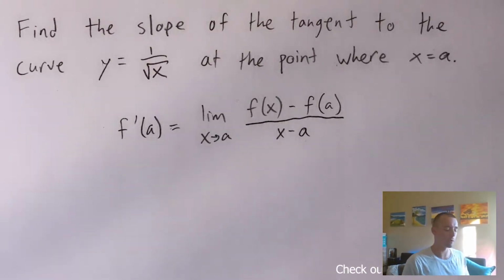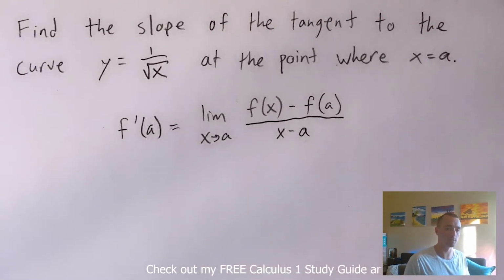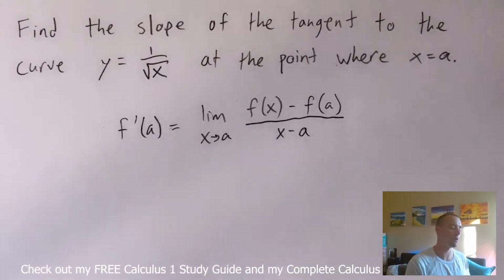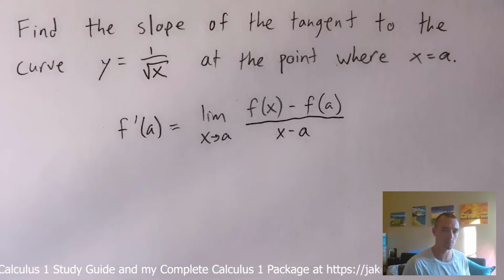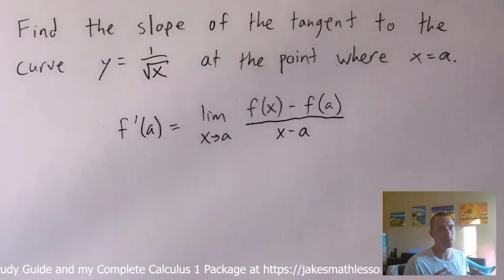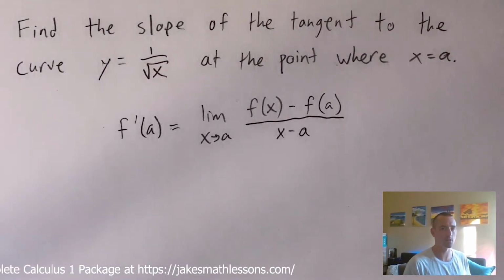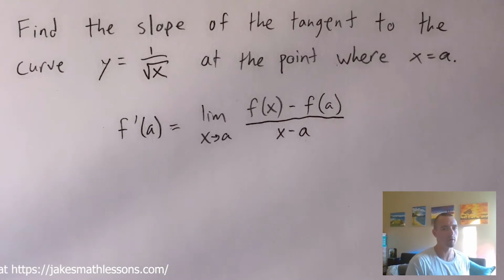But what we're going to do is find the slope of the tangent to the curve y equals 1 over the square root of x at the point where x equals a. And like I said, this is the shortcut formula of how you can find the slope of a curve at a given point if you know that point. In this case, we have just a generic x equals a, but the idea is the same. If you were given an actual value for a, you could just plug that into our answer for a and figure out what the slope at that point is.